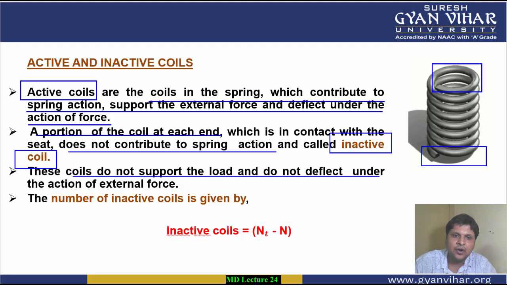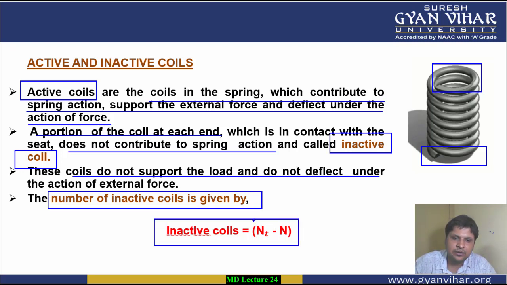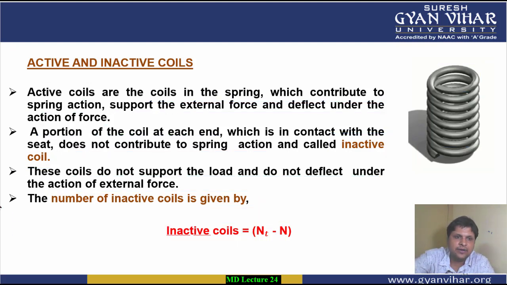Now how will you calculate the number of active coils and inactive coils? The number of inactive coils can be calculated as the total number of coils minus the number of active coils. I hope you have understood inactive and active coils. Inactive coils is equal to NT minus N, where NT denotes the total number of coils and N denotes the active number of coils.